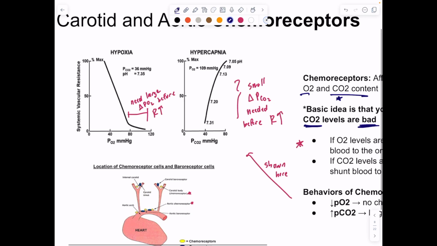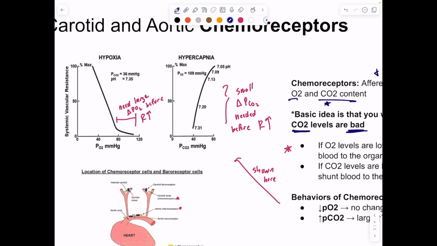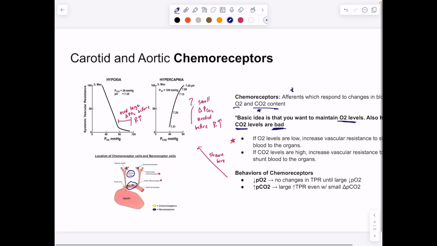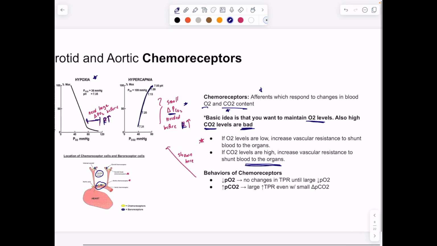We have these nice graphs from our lecture, but basically what they're saying is that the chemoreceptors located at the carotid sinus or along the aortic arch are very sensitive to small changes in carbon dioxide in the blood. They're going to increase vascular resistance greatly with small changes in carbon dioxide. Again, why would you want to change vascular resistance if you have more carbon dioxide circulating? Theoretically something's gone wrong, so you want to shunt blood back to the organs where it is most needed. And you need a large change in oxygen content before the same effect will happen, but with a small change in carbon dioxide you'll get a large change in systemic vascular resistance. That's what this graph is saying.